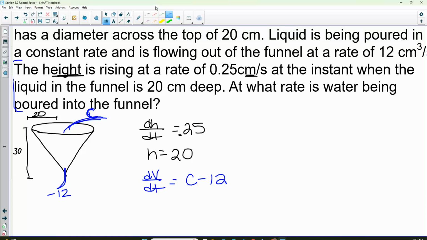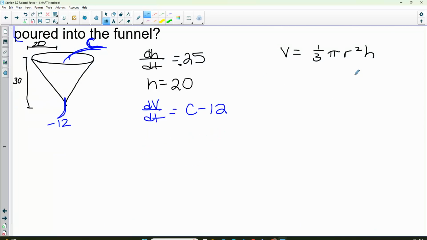All right, so again, we have a cone. So volume is 1/3 pi r squared h. Again, do I make any mention of r or dr dt? No, so let's get rid of that before we do any derivatives, so we can use our similar triangles.